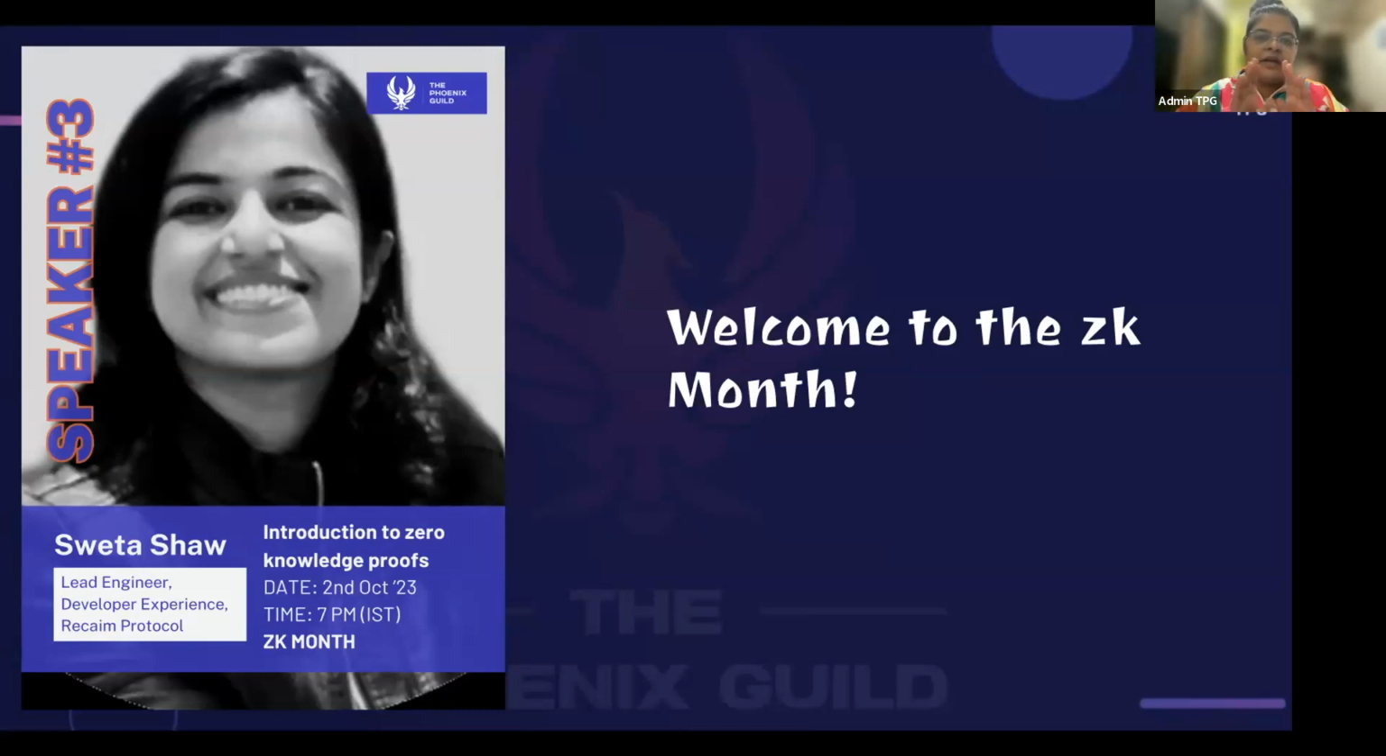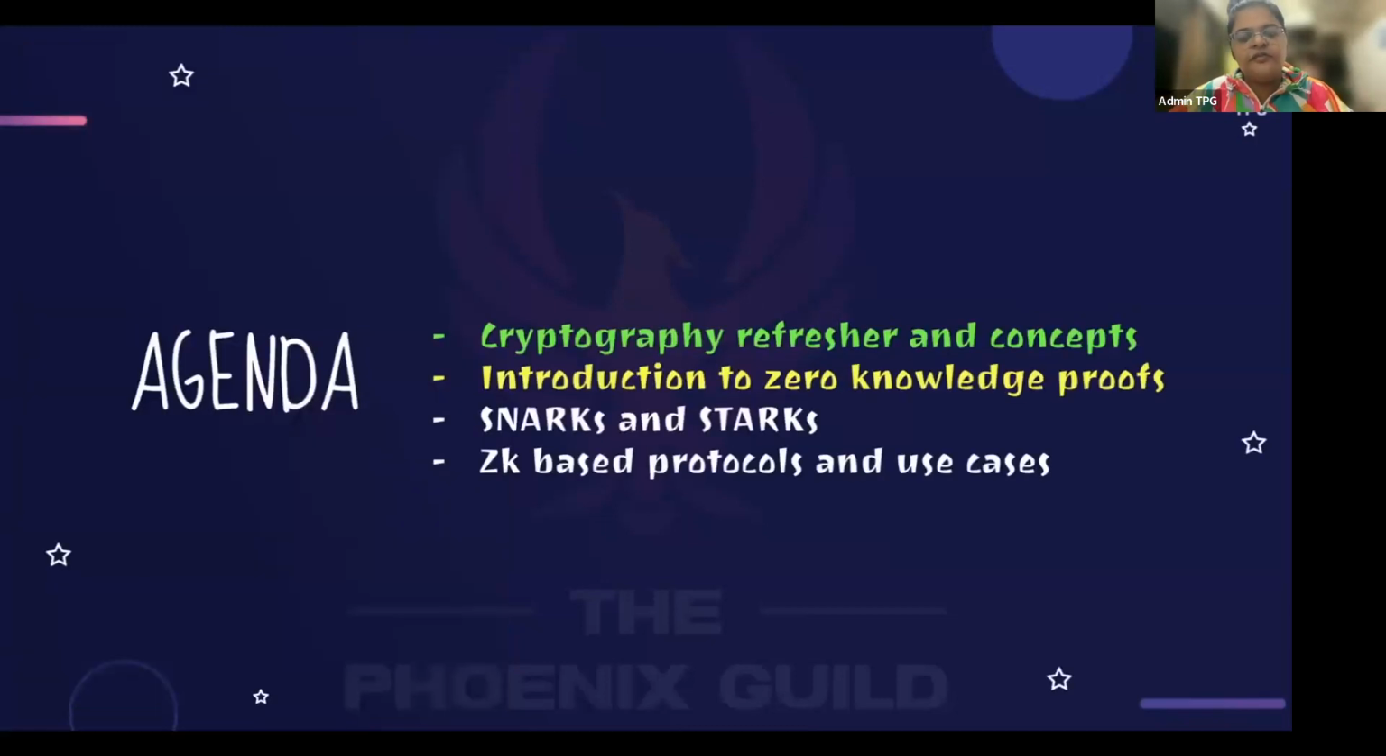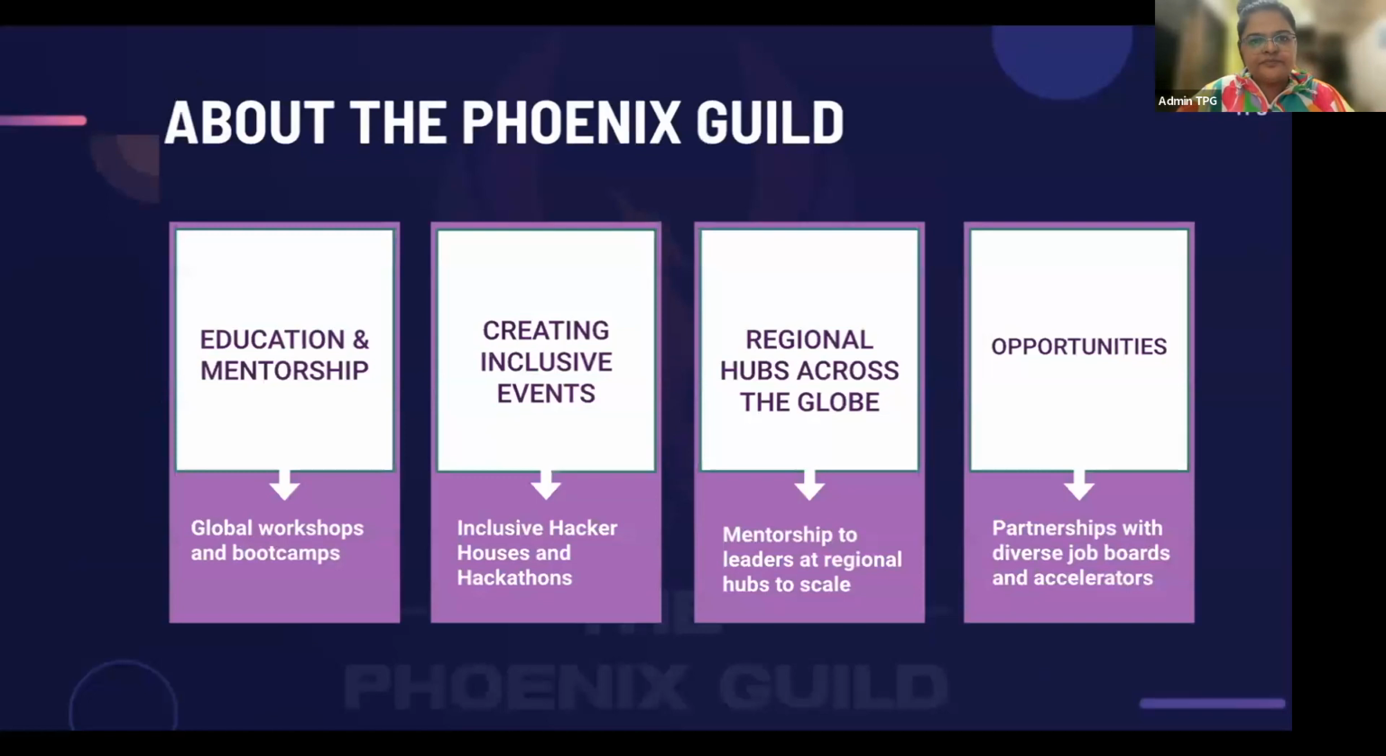This is going to be a month-long series of events which consists of a cryptography refresher, introduction to zero knowledge proofs. We'll talk about SNARKs and STARKs, and we'll also talk about a few protocols that are based on zero knowledge proofs and what these different types of protocols are doing. Some are talking about scalability in the Web3 space. Some are talking about privacy in the Web3 space. Are there any other interesting use cases? Maybe identity. We'll have talks about these different use cases from speakers from different backgrounds.